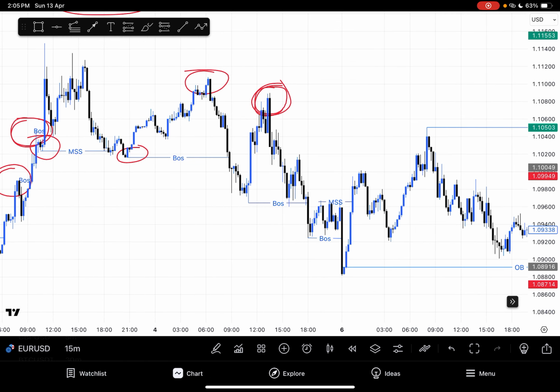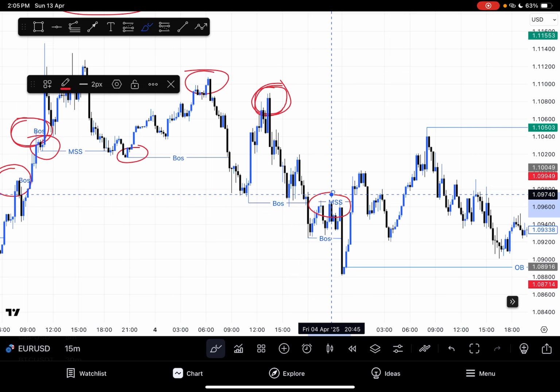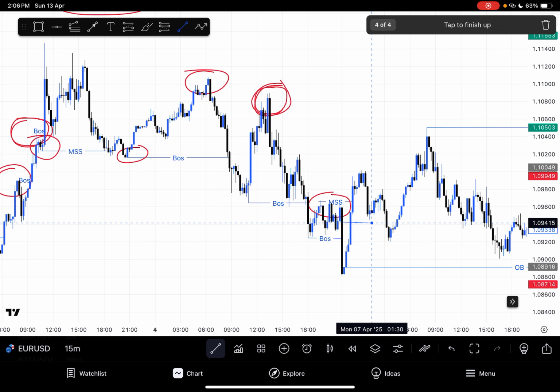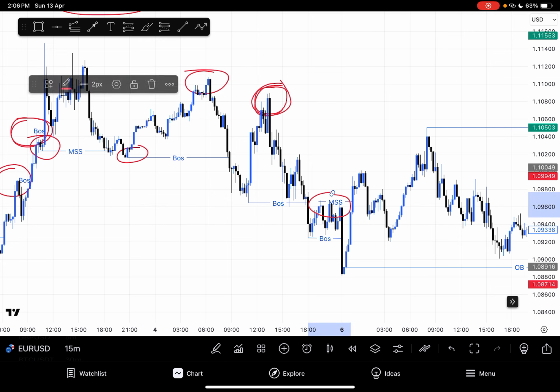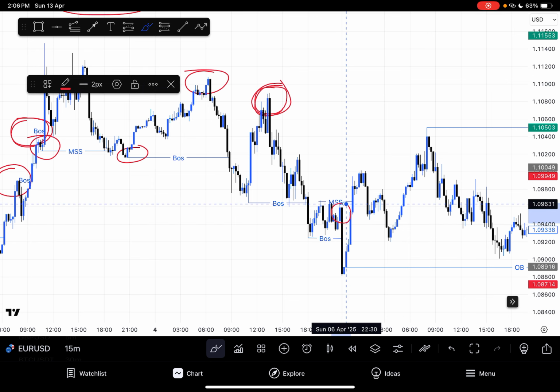Then from this region here, you can see it did the third pullback. Just immediately after the second pullback, it did the third pullback. So now most people will be taking their trades using this order block here. Let me just draw that out. So most people now will be taking trades. They will be looking for sell with this order block.